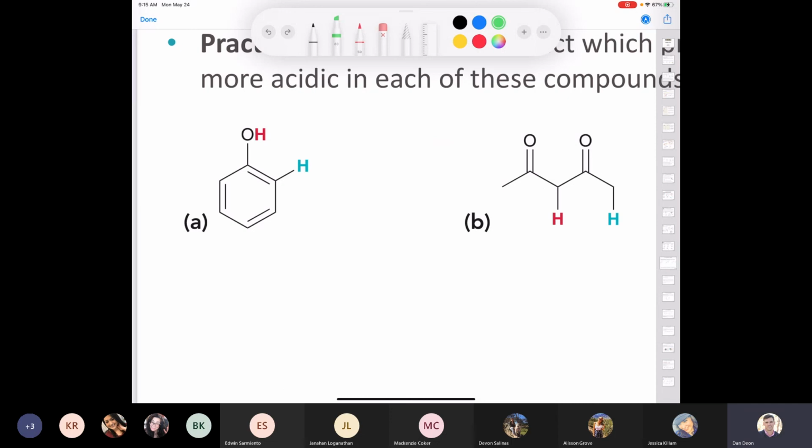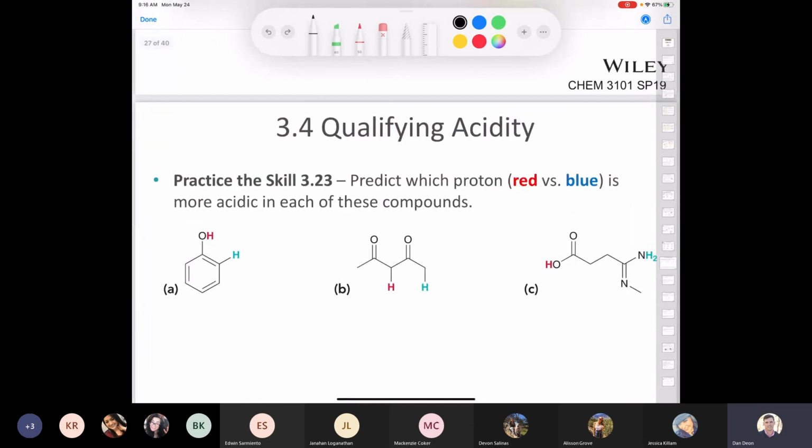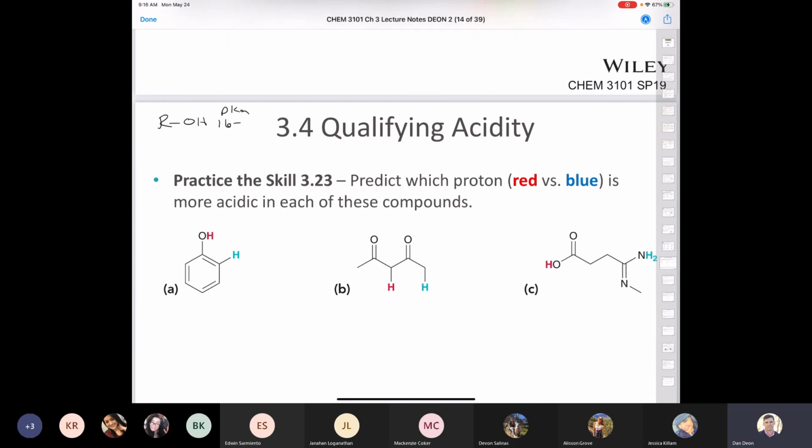Yeah, so somebody says it's an alcohol. I could do one better than that. If you go back to table 3.1, you remember that we talked about alcohols, right? And we said that the pKa of an alcohol is around 16 to 18.